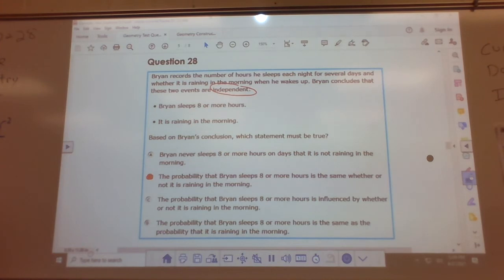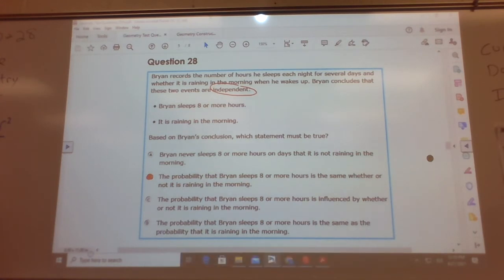Independent means they're completely separate. They're not going to affect each other. Dependent means they will affect each other. So that's number 28.